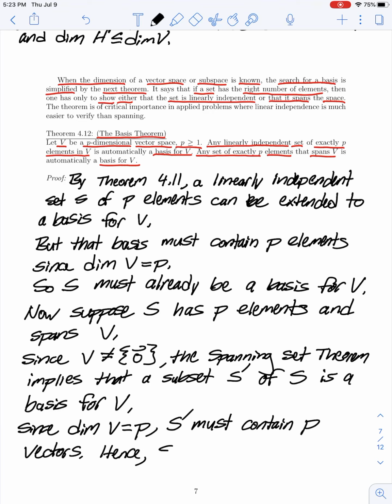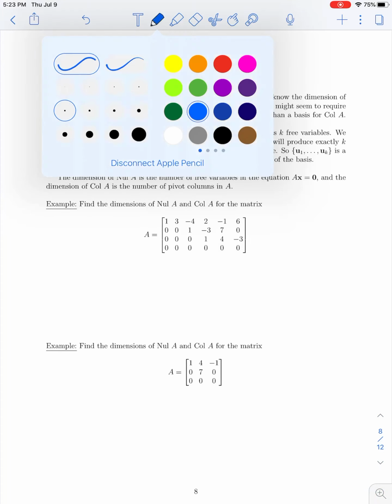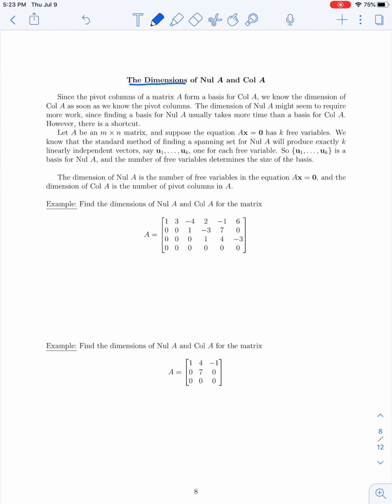Therefore, the subset S prime is equal to the set S, since they have the same number of vectors. So we've established this basis theorem. All right. Now in the next part of this section, we'll talk about determining the dimension of the null space of a matrix or the column space of a matrix.